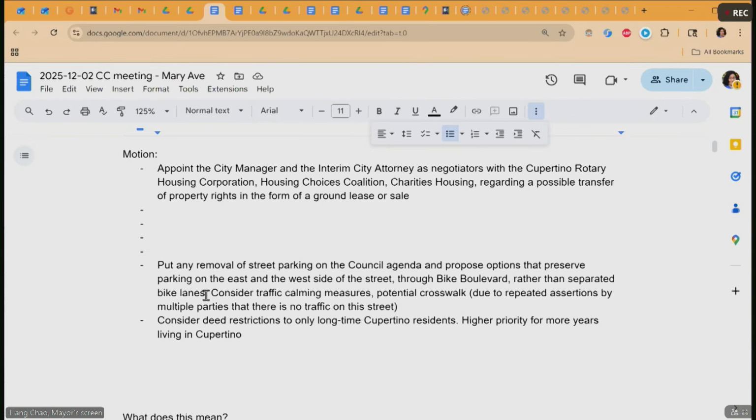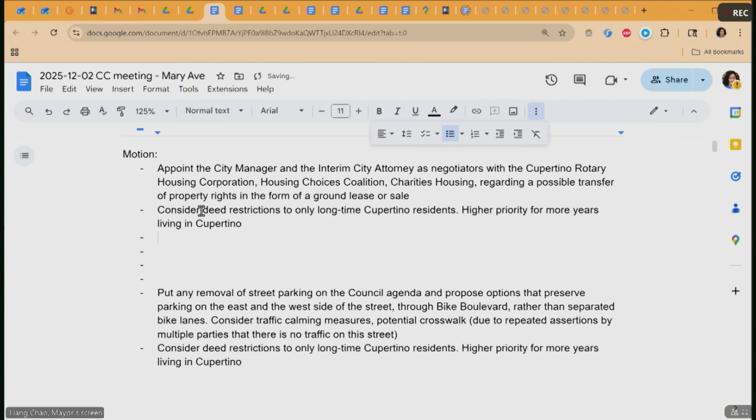First, the motion is to appoint the city manager and the city attorney as the negotiators with the Cupertino Rotary Housing Corporation, Housing Choices Coalition, and Charities Housing regarding a possible transfer of property rights in the form of a ground lease or sale. This is in the staff recommendation.